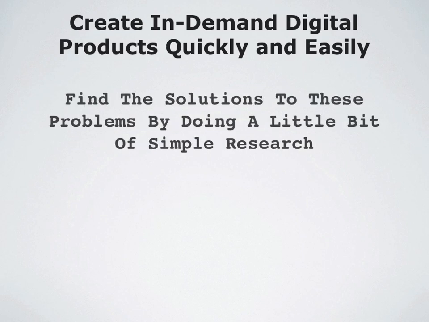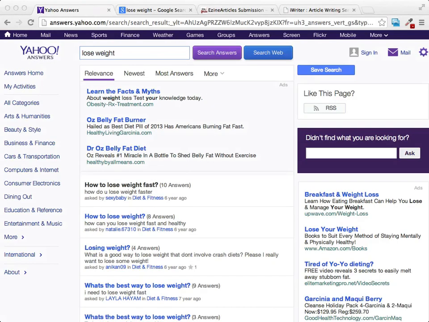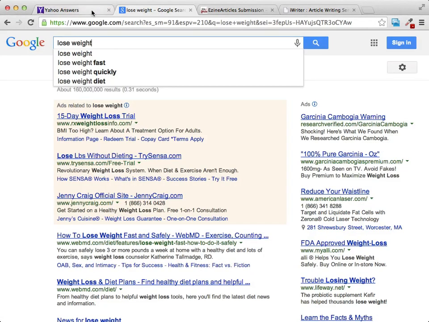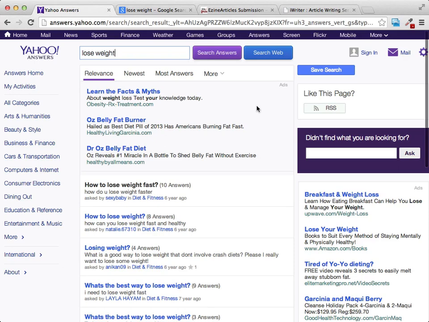And then what you're going to have to do, and this is easy as well, is find the solutions to these problems by doing a little bit of simple research. And once again, we're going to go right back to these places, both Google and Yahoo Answers, for the answers to these questions. Okay, so like I said, I'm going to go into the lose weight fast, lose weight quickly. So I'm going to put together a quick report on 5 tips on losing weight fast.